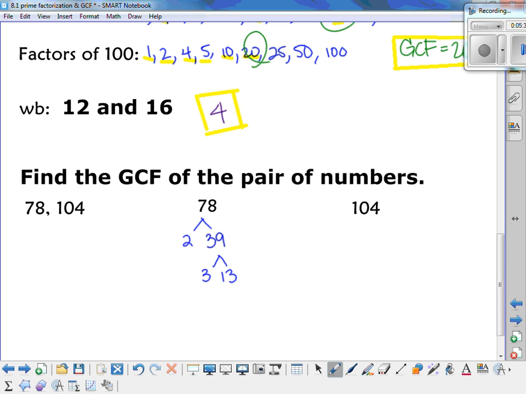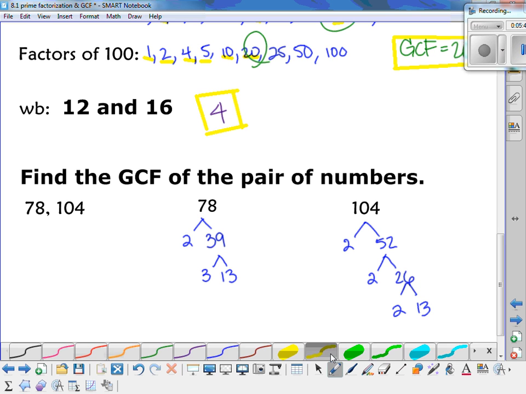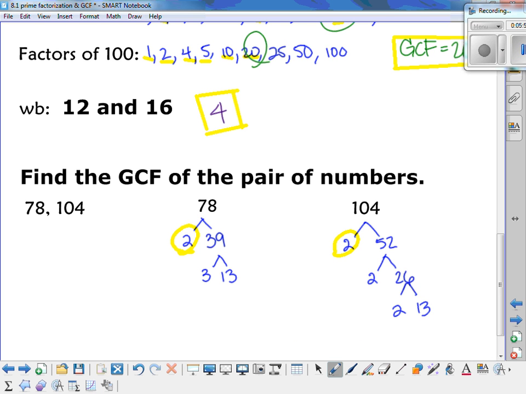All right, so now I'm going to do 104. So again, it's even. So we know 2 and then 52. That's even again. So 2 times 26, which is 2 times 13. So then I look and see what's in common between the two of them. They both have a 2. 78 has a 3, but 104 doesn't. 78 has a 13, and so does 104. And that's all that they have in common, right? The 2 and the 13? Does everybody agree? So that means the GCF is going to be 2 times 13, or 26.